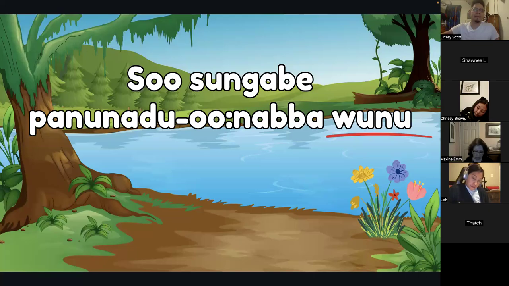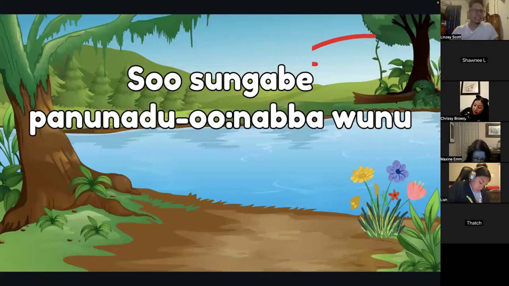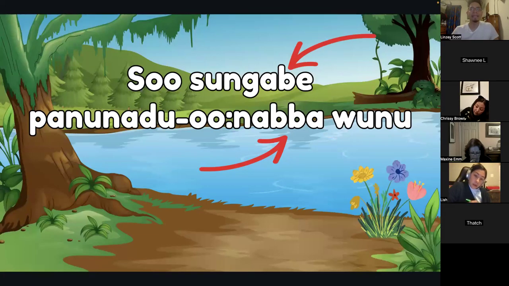But in English, we can simply translate it as the tree is on the other side of the lake. But again, in Numu, you would add that wun. Literally, it stands on the other side of the lake. So, one quick note on pronunciation. Notice in the word sungavi, there's only one b, but in the word unaba, there are two b's.